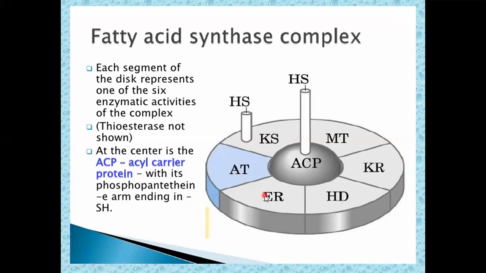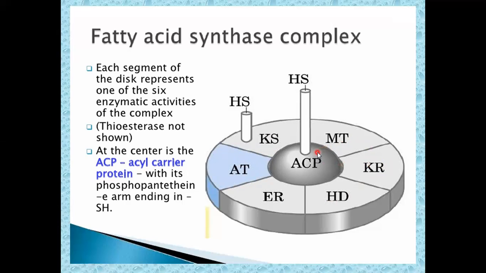Next is the ER subunit, which is your enoyl ACP reductase. And next is the HD, which stands for the beta hydroxyacyl ACP dehydratase. And next is the KR, that is your beta ketoacyl ACP reductase. And the last one is the MT, that is your malonyl coenzyme A ACP transferase.